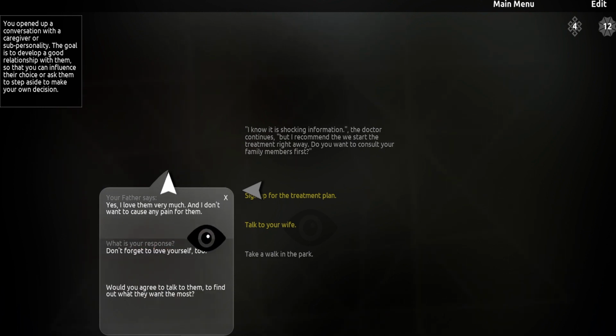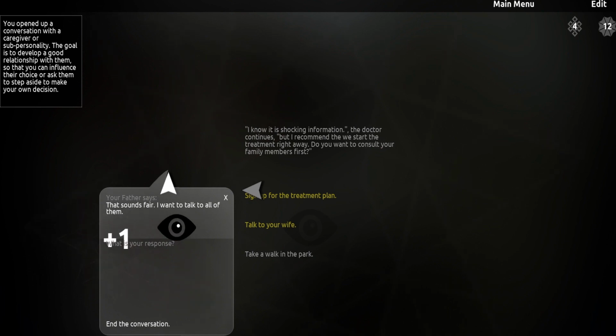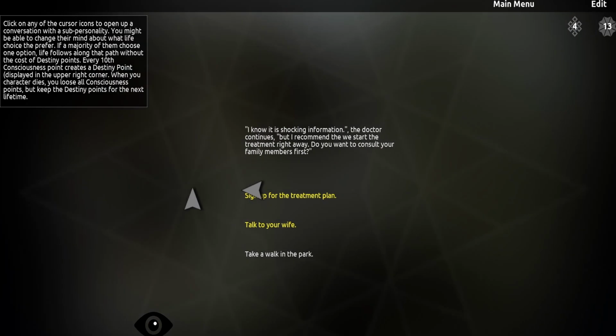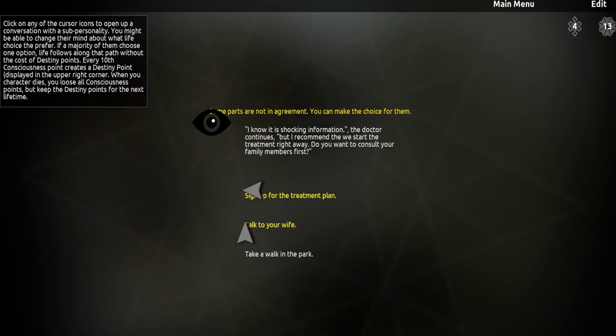Don't forget to love yourself too, or would you agree to talk to them to find out what they want the most? Let's go with this one. That sounds fair. I want to talk to all of them. So we have convinced them to talk to the family first. So now these two parts are not in agreement. So if that happens, you can make the choice for them. So in the demo, this is the end of your life.